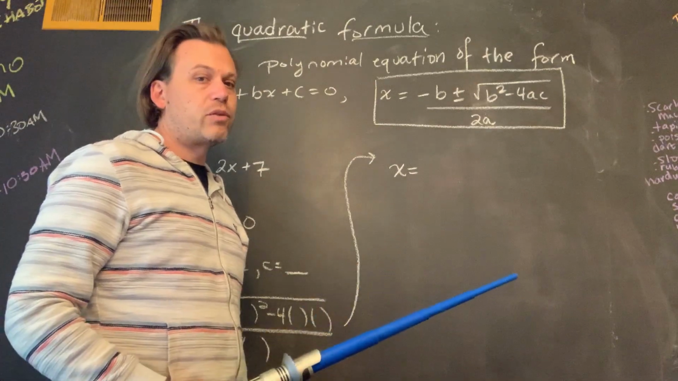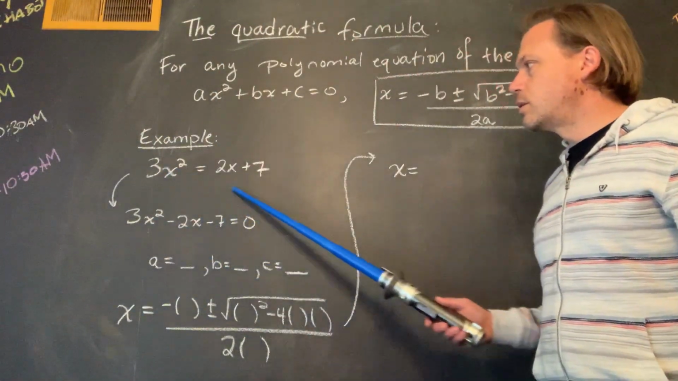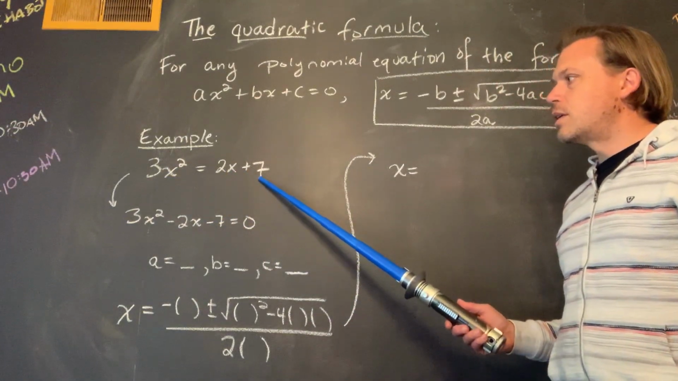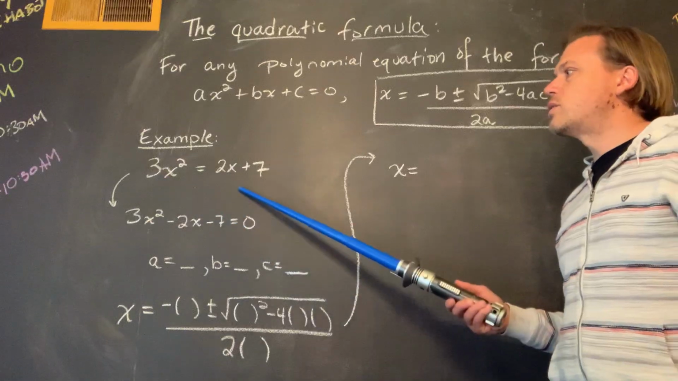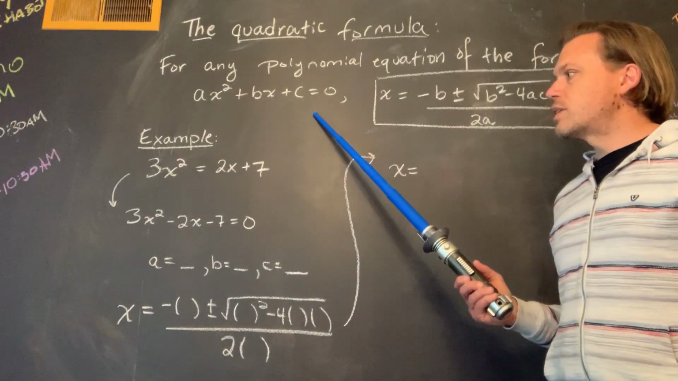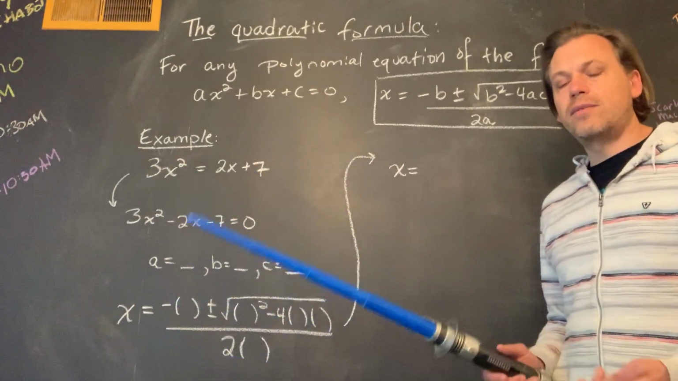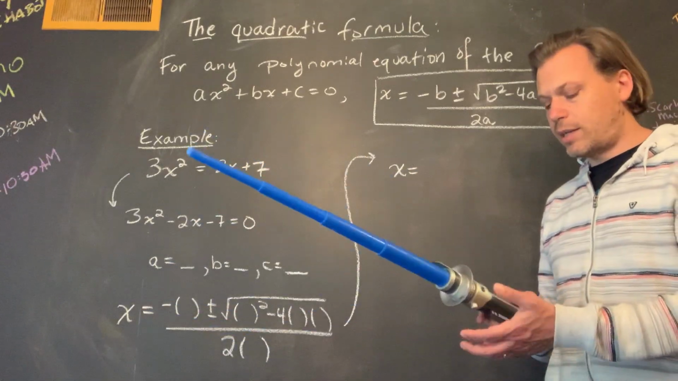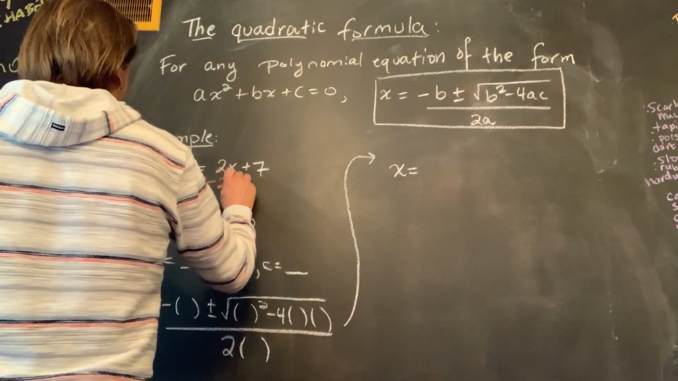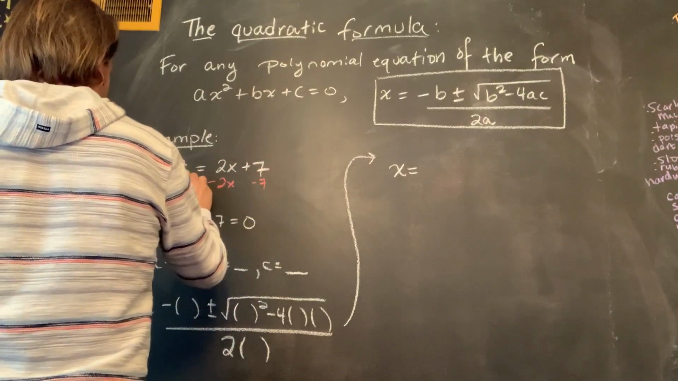So we can use that formula on this example right here. I've got 3x squared equals 2x plus 7. Now right away you can see that this equation is not written in this form. In order for us to fix that, we're going to need to move the 2x and the 7 to the left side of the equation. We'll do that by subtracting. So I'm going to go minus 2x on both sides and minus 7 on both sides.